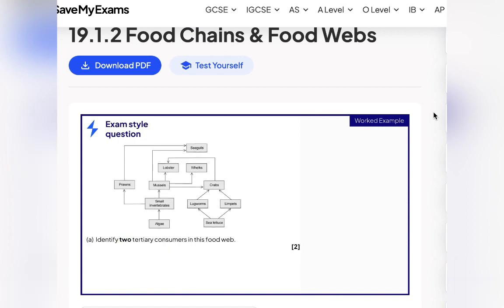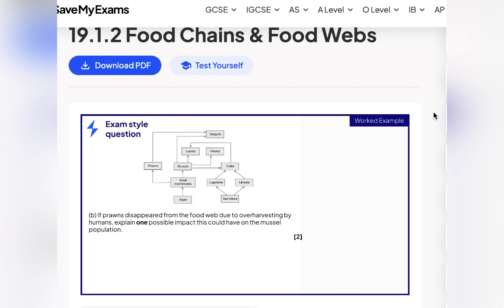For the first question, you need to identify where the tertiary consumers would be in the food web. Remember that they will be the third consumers in a food chain. This means the tertiary consumers in this food web would be lobsters, whelks, and crabs. Note that there are 3 possible answers here, of which you only need to write down 2.